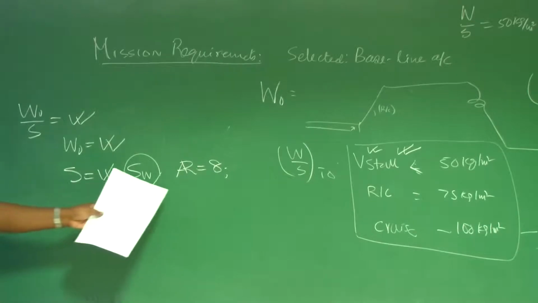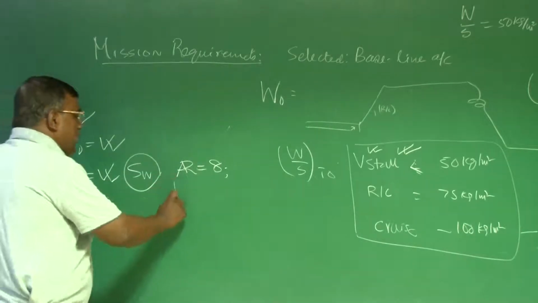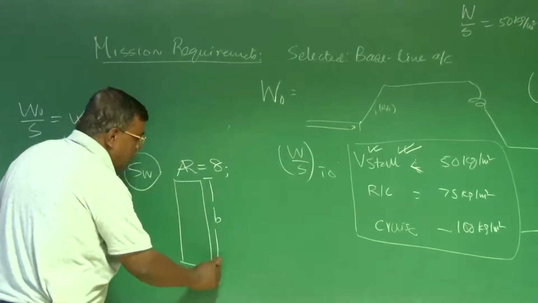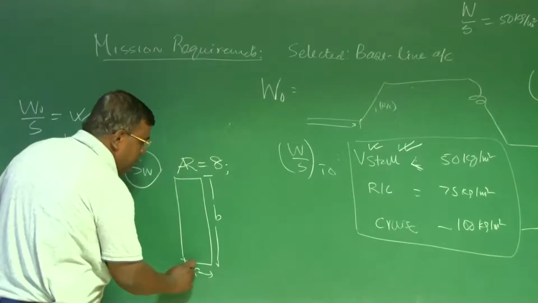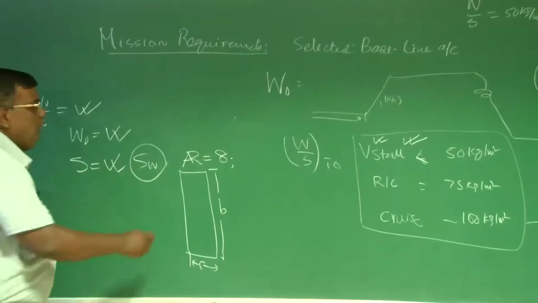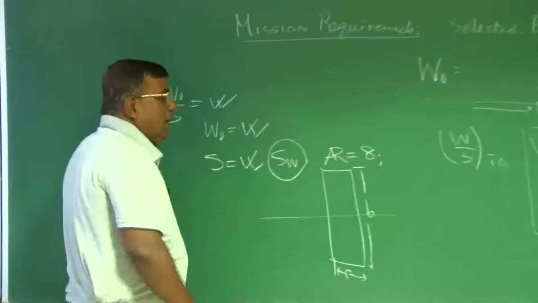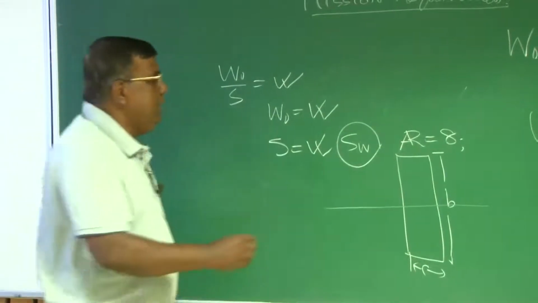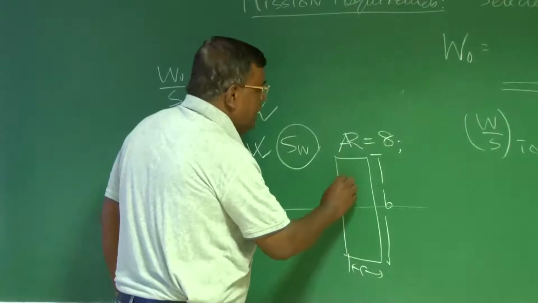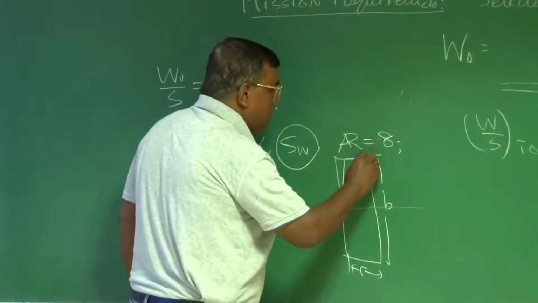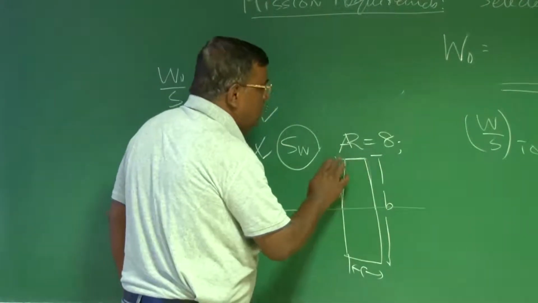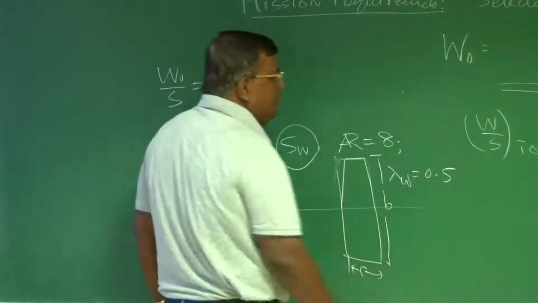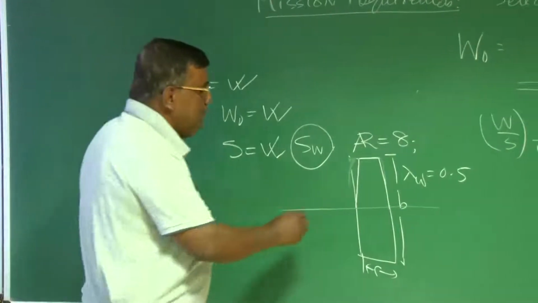Once you know aspect ratio A is 8, then you start doing what should be the span, what should be the chord. These are all conceptual, right? And then you ask yourself, okay, I want to reduce the induced drag, so my wing should have some sort of a taper ratio. Maybe taper ratio of the wing I'll keep around 0.5. At a conceptual level, not a bad assumption.